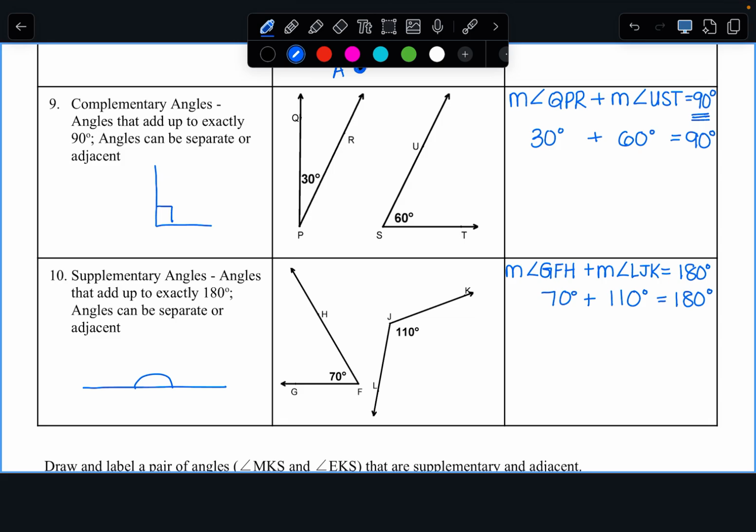Have you guys seen any of this before? If not, that's okay. Do any of you recognize any of this? Yeah. Okay.